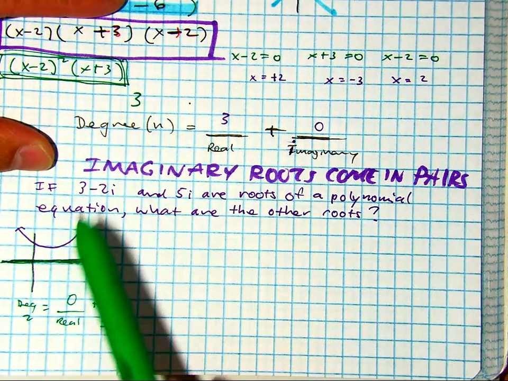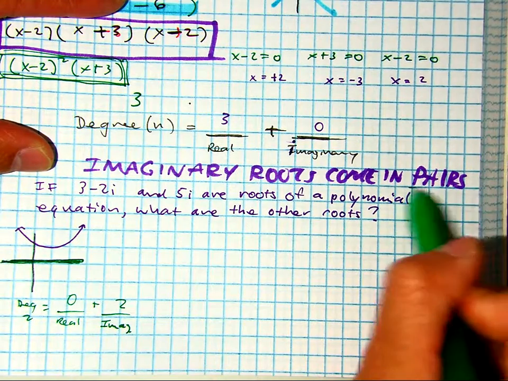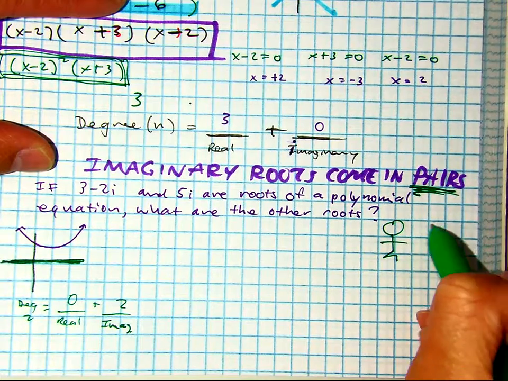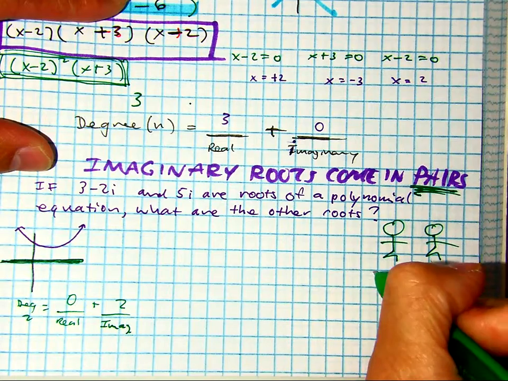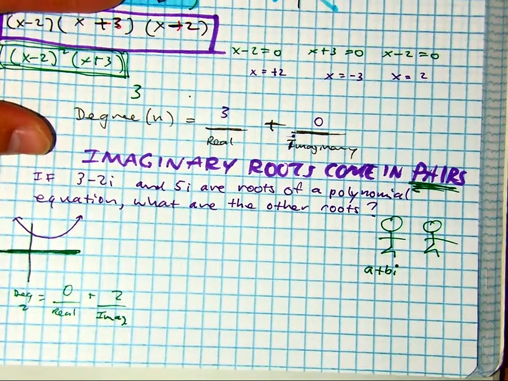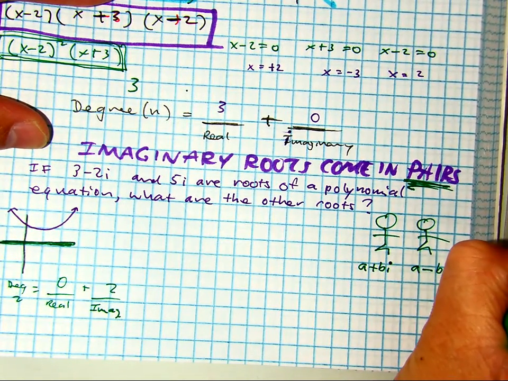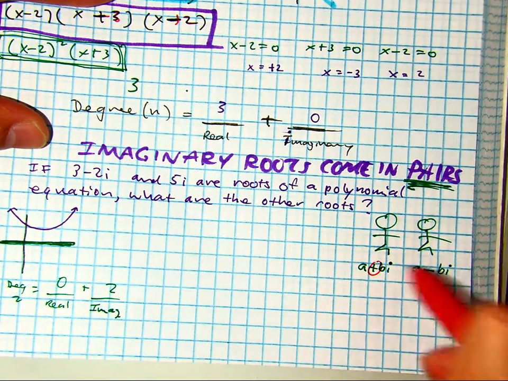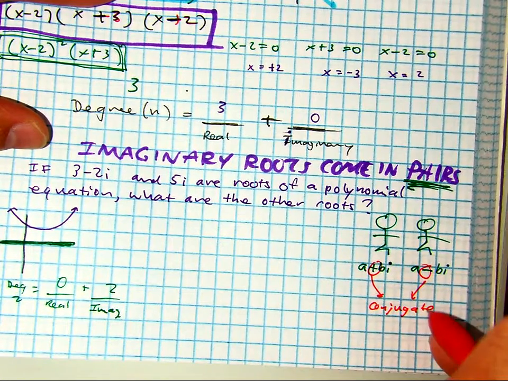So before we get to the examples, let's draw a picture. Pairs is how many? Let's draw 2 stick figures, you and your best friend. If one of you is called a plus bi, then the other person must be called a minus bi. Do you guys remember this? It's the conjugate. Let's circle that. Conjugate. Okay?